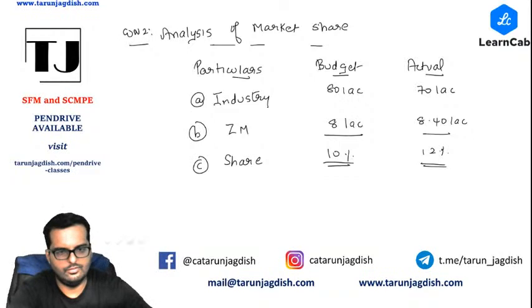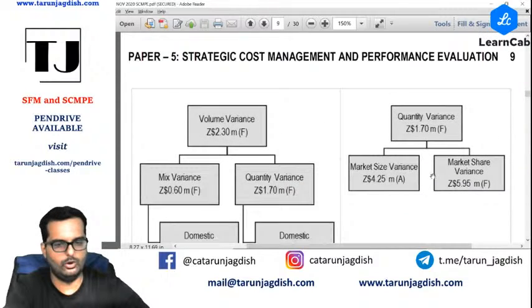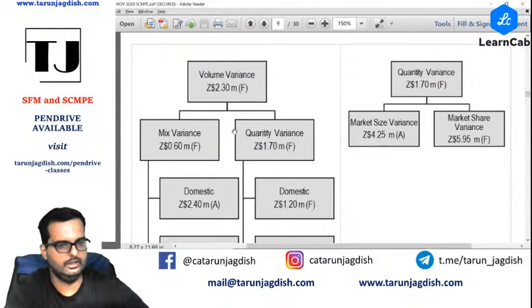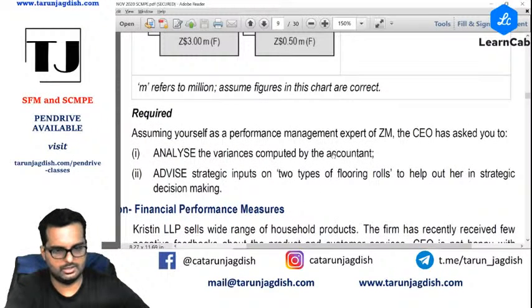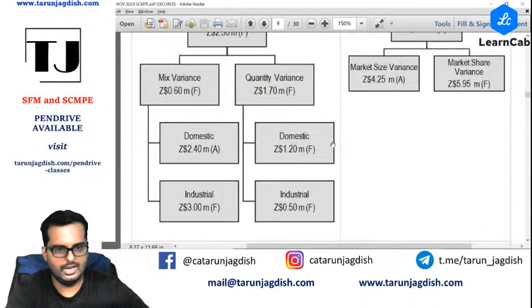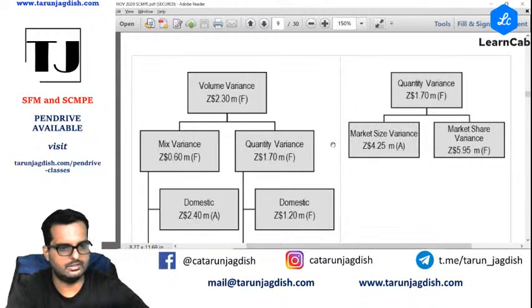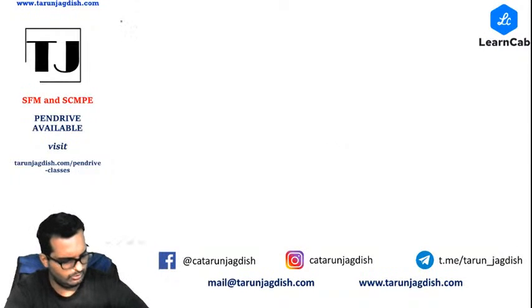Alright, once you are done with this, now we will find out the variances. Computed the following variances: quantity, this, that, etc. Analyze the variances computed by the accountant. Advise strategic inputs on two types of flooring rolls to help out in strategic decision making. Let us do one thing to check whether whatever he has done is correct or whether it's incorrect. We have to ourselves also draw and do the variances. So shall we do it together?